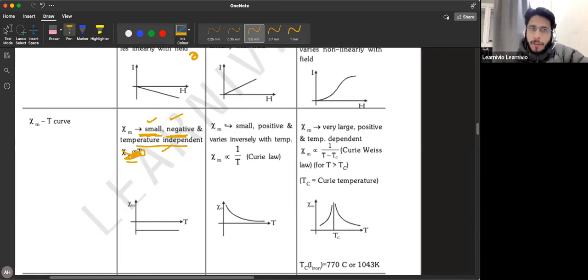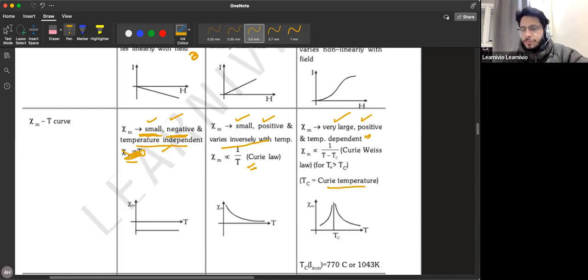When it comes to paramagnetic material, susceptibility is small, it's positive, and it's inversely proportional to temperature. When you increase temperature, the susceptibility will decrease. That's Curie law. When you talk about ferromagnetic material, susceptibility is very large, it's positive, and it depends upon temperature. Here we don't use Curie law, we use the Curie-Weiss law. Susceptibility is proportional to 1 by T minus Tc.